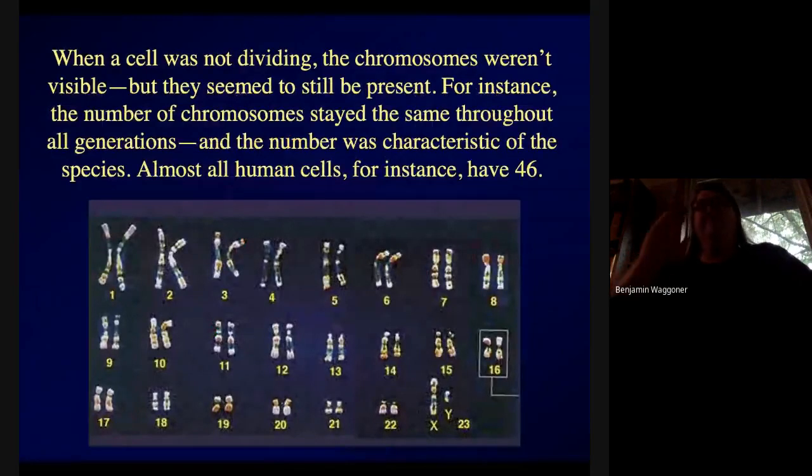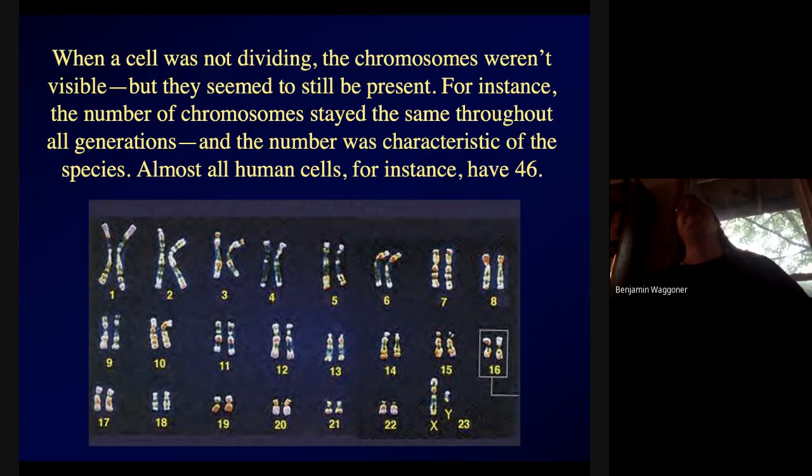All right. Here's the thing. When a cell is not dividing, you can't see the chromosomes. The nucleus just kind of looks like a grainy blob, and you really don't get much detail. But they do seem to be present all the time. Chromosomes are always there, even when you can't see them. And one demonstration of this is the fact that the number of chromosomes stays the same throughout all generations.